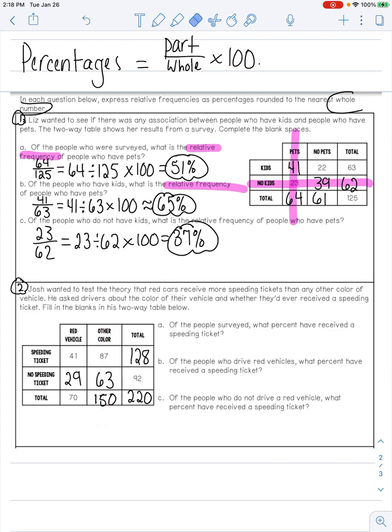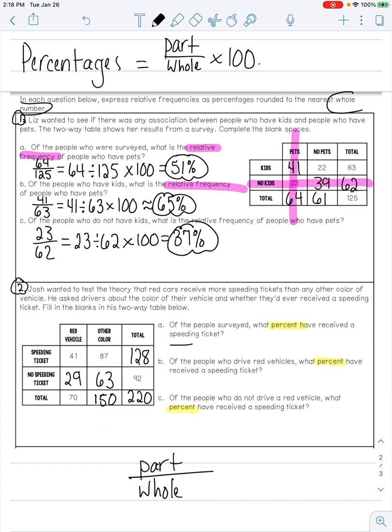So now let's use our two-way table to answer some questions. Remember, relative frequency is the same thing as percent. And on these questions, I like it because they use the word percent. You do those exactly the same way, whether they say percent or relative frequency. So first, let's find our part over whole. Just remind yourself, that's how we set up our fraction. Part of what whole are we talking about?